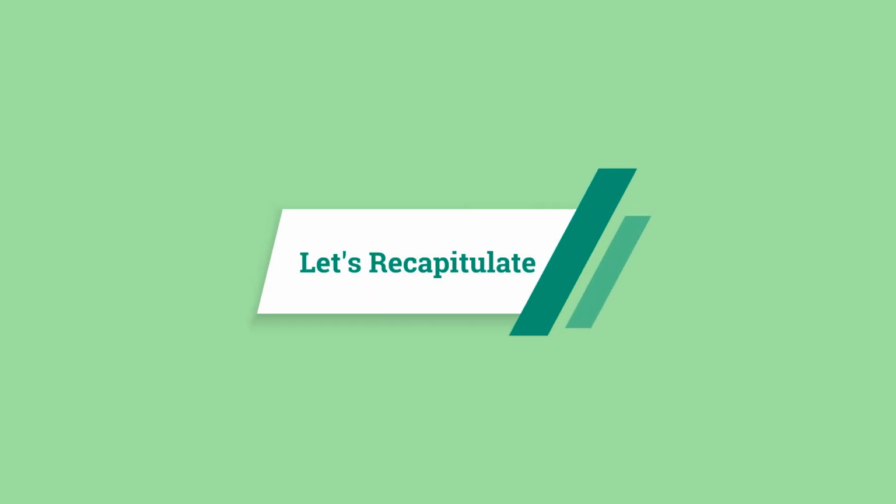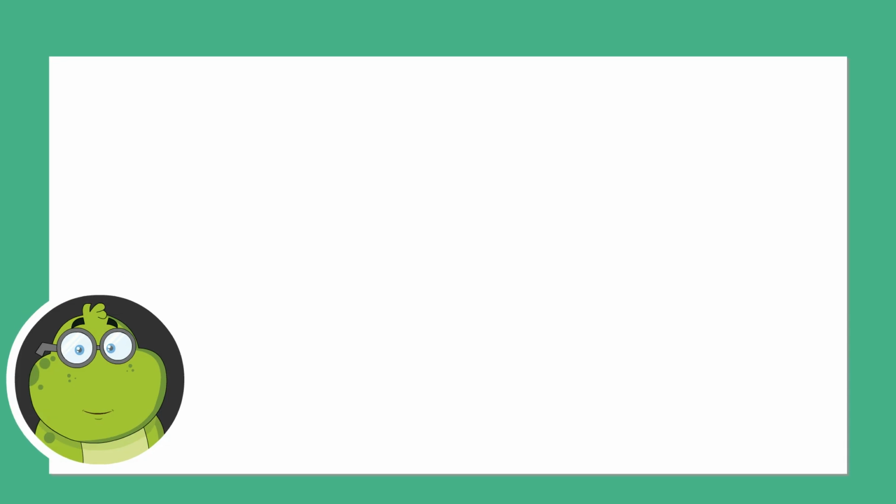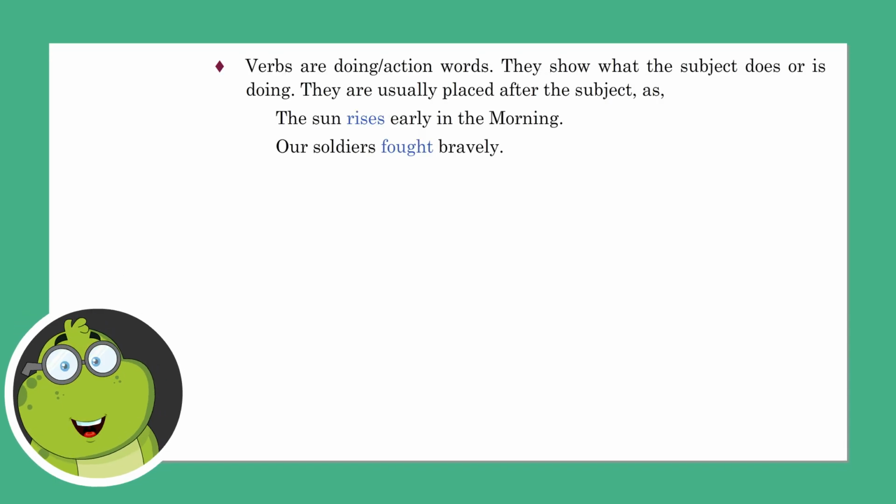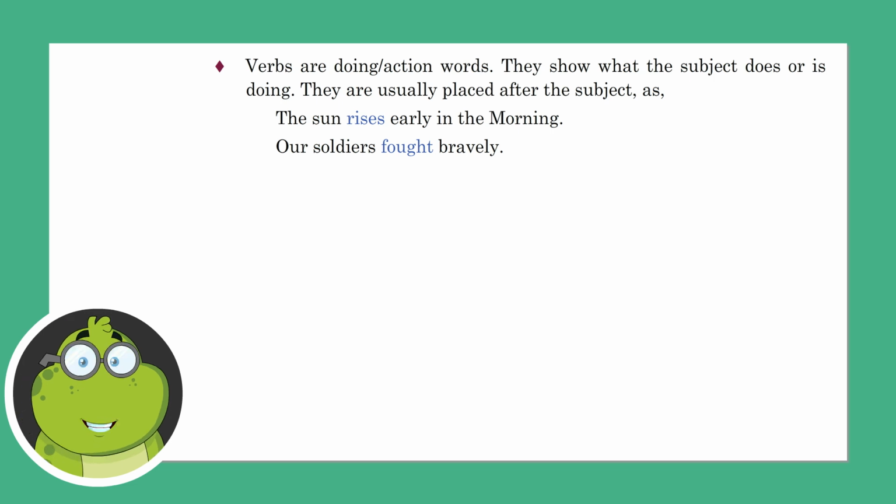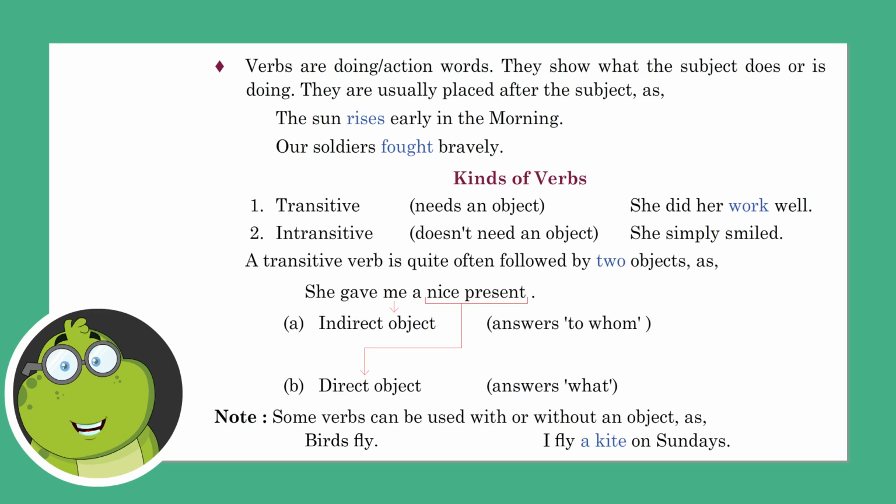Let's recapitulate. Verbs are doing or action words. They show what the subject does or is doing. They are usually placed after the subject, as the sun rises early in the morning. Our soldiers fought bravely. Kinds of verbs. Transitive, needs an object. She did her work well. Intransitive, doesn't need an object.